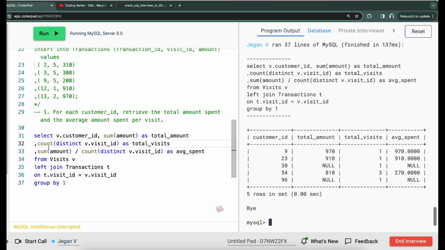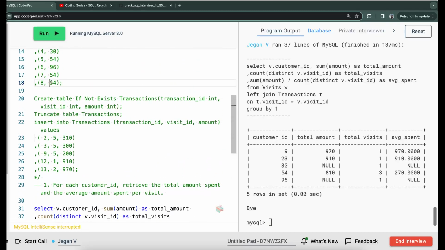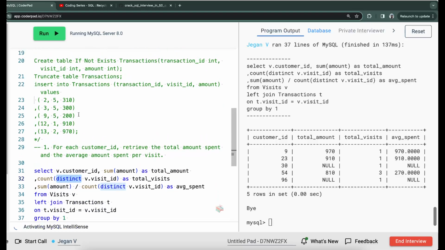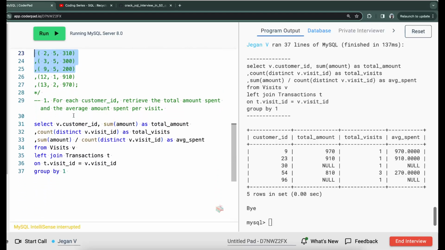So what is the key point here? We are going to have a left join to make sure you get all the visits from the primary table, and then you do a distinct visit to make sure it doesn't duplicate the visits for every transaction, right? So when you combine both of them, you get the total amount spent as well as the average amount spent per visit. So this is the first one.